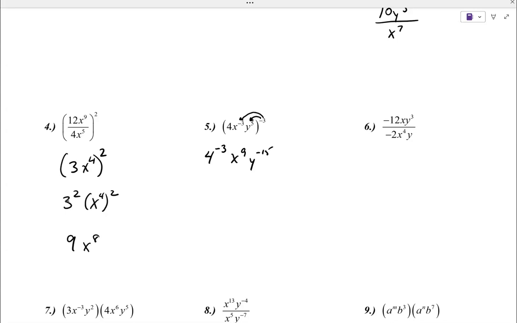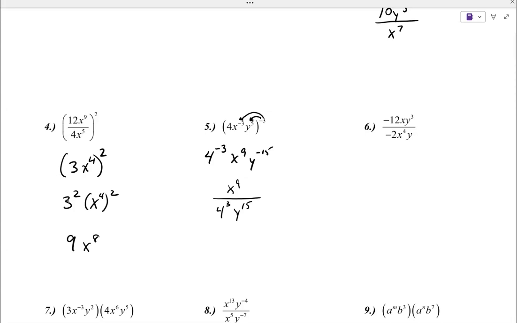And now we want to take care of the negatives. So again, this is 4 to the negative 3. So where do we put it? In the denominator. And we have y to the negative 15. So we'll also put it in the denominator. But the x to the 9th stays on top.